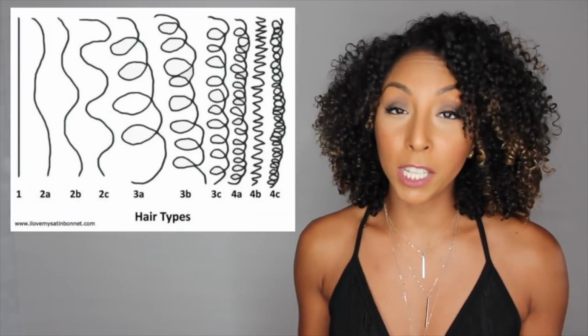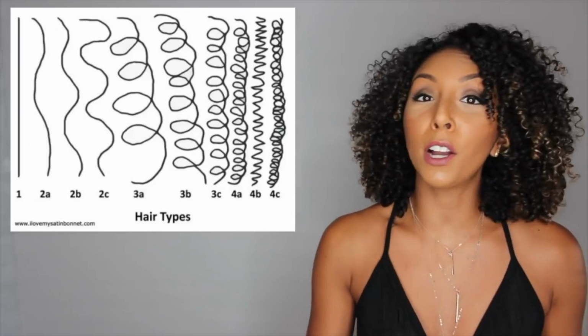Now, there are a total of 4 types of hair: type 1, type 2, type 3, and type 4. And then those are broken down into subcategories of A, B, or C. Now, before I start off with the types of curls, I do want to just mention that the type 1 hair would be straight. Now let's move on to type 2 hair.